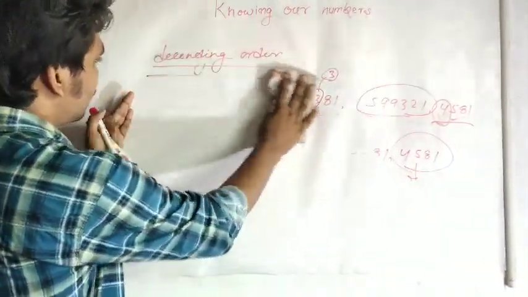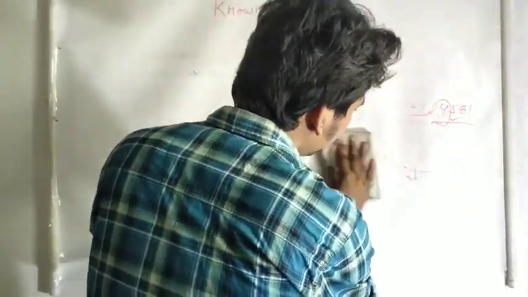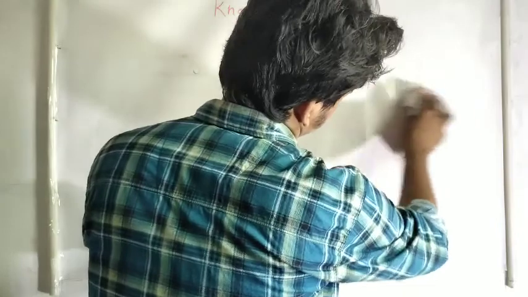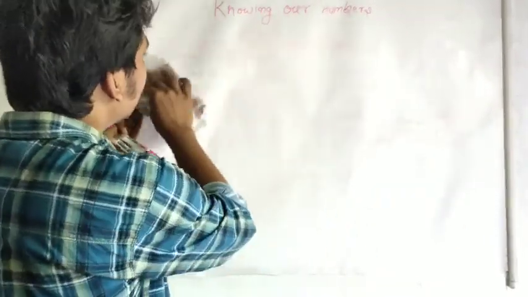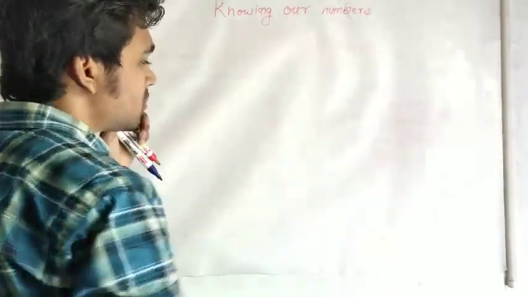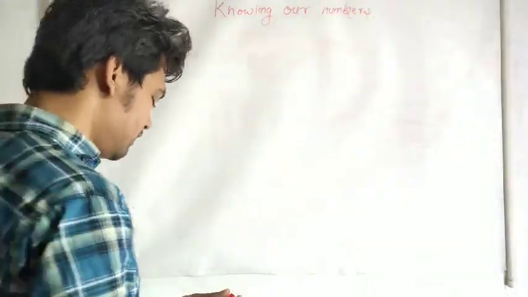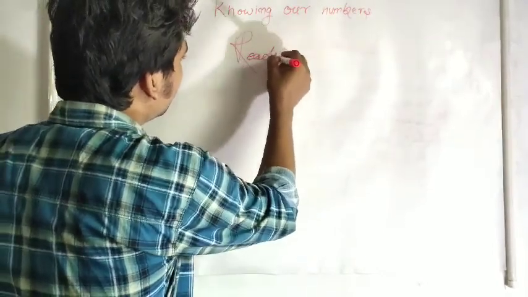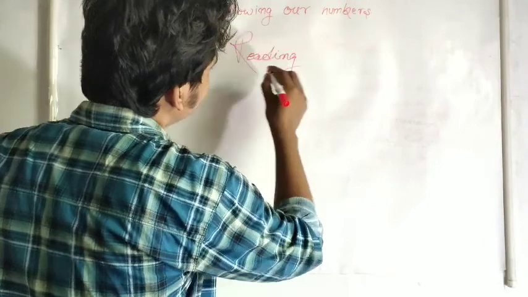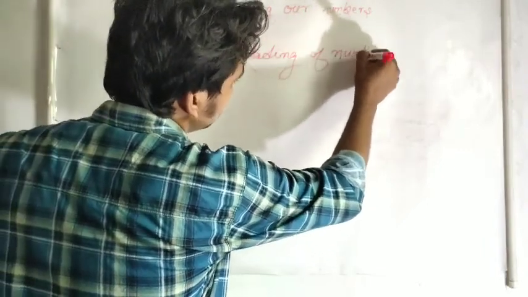Friends, the second topic is reading of numbers. When any number contains more digits, then we face trouble reading those numbers. So in what way will we do it?